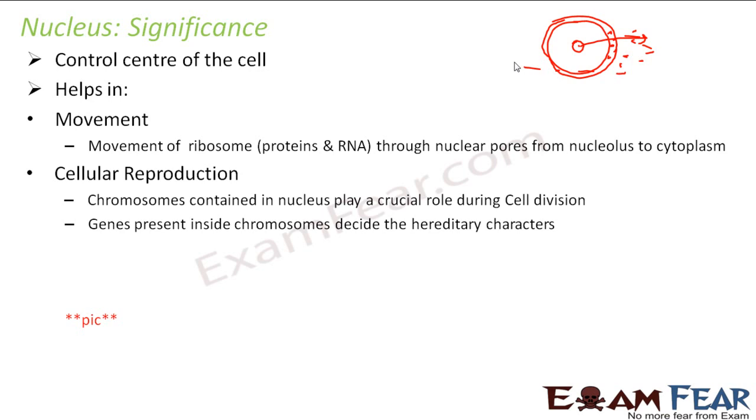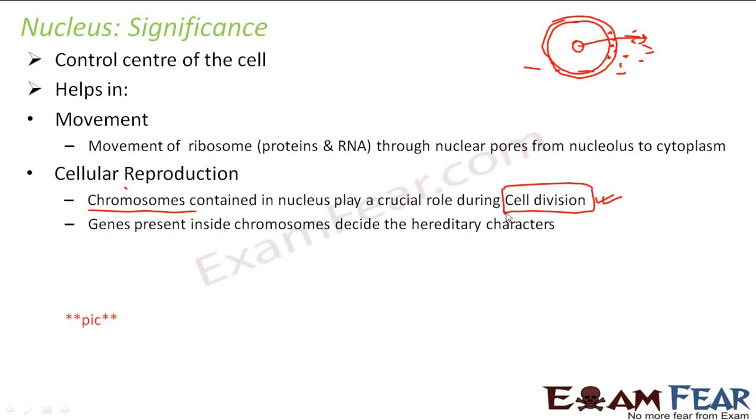It also helps in cellular reproduction, that is, chromosomes contained in the nucleus play a crucial role during cell division, as I mentioned before. The main organ which plays the crucial role in reproduction of a cell is the chromosomes, because chromosomes contain DNA and DNA contains genes, and these genes are responsible for hereditary characters. So chromosomes contained in a nucleus play a crucial role during cell division. Now this cell division is a very important phenomenon to understand. It is not very simple, the way a cell divides.